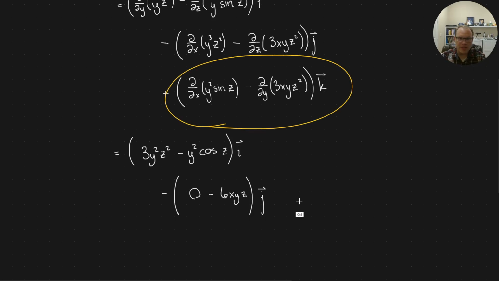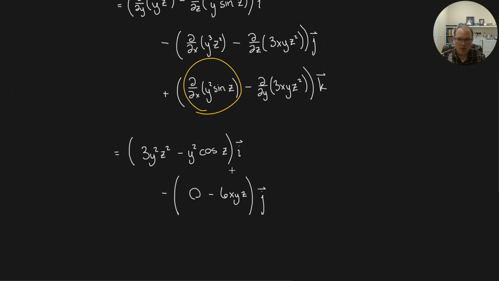Finally, let's work on this last row. Partial derivative with respect to x of y squared sine z. No x's in there, so that's just 0. Minus partial derivative with respect to y of 3xyz squared would be 3xz squared. So minus 3xz squared. And don't forget the k at the end.